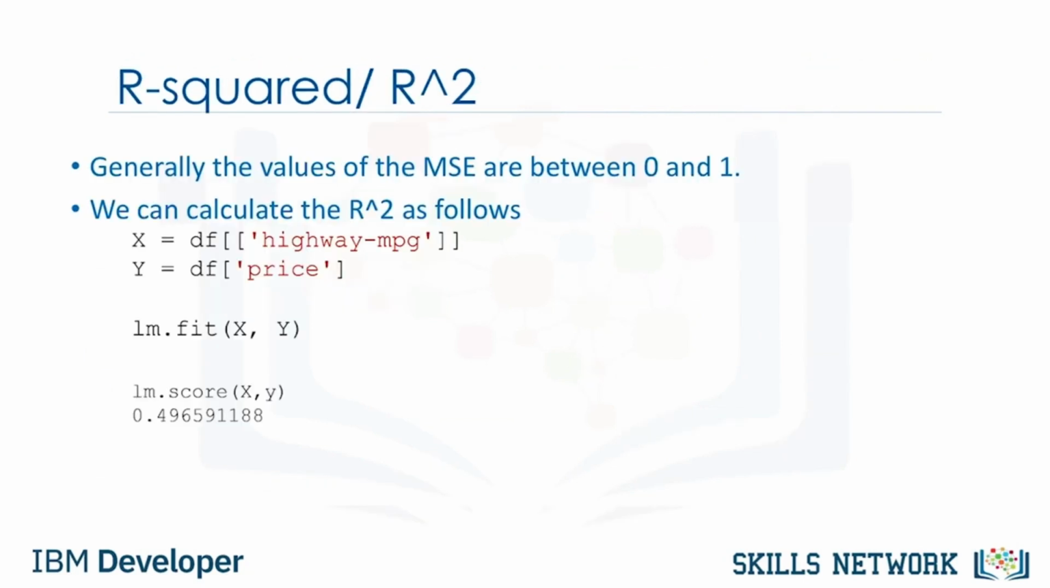We find the r squared value in Python by using the score method in the linear regression object. From the value that we get from this example, we can say that approximately 49.659% of the variation of price is explained by this simple linear model. Your r squared value is usually between 0 and 1. If your r squared is negative, it can be due to overfitting that we will discuss in the next module.